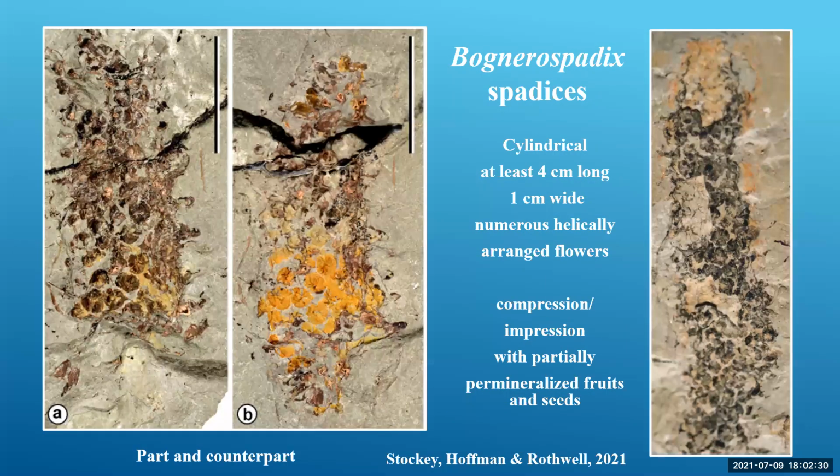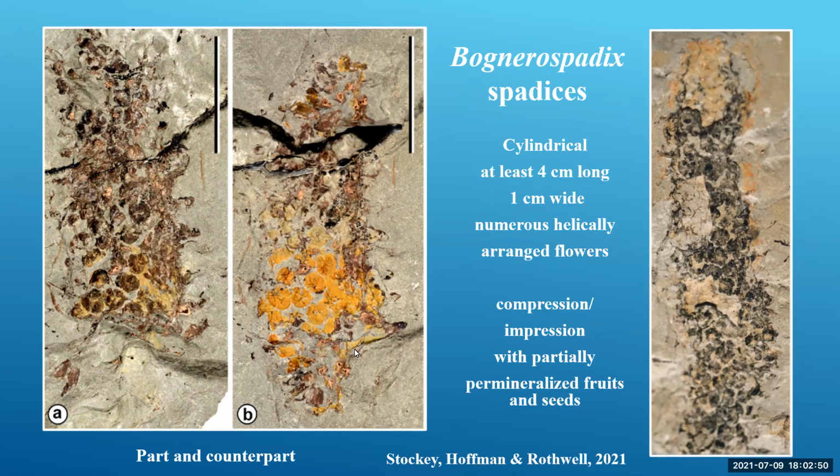The second spadix type is this one, the Bognerospadix. It's cylindrical and more elongate again. It's at least 4 centimeters long, but we're missing the apex and the base. It's about 1 centimeter wide, and there are numerous helically arranged flowers. You can see that pretty well on both of these specimens.